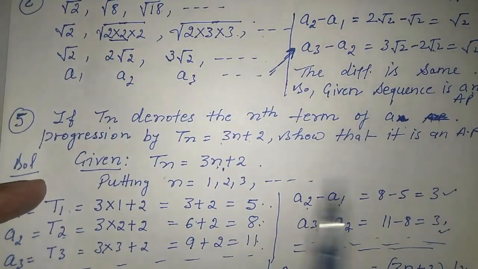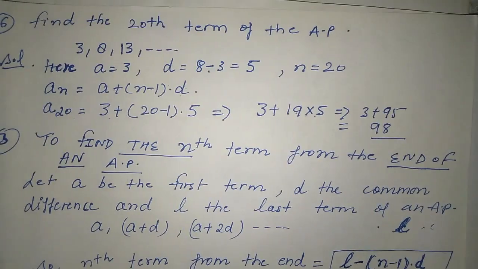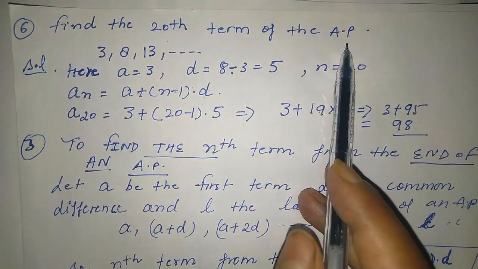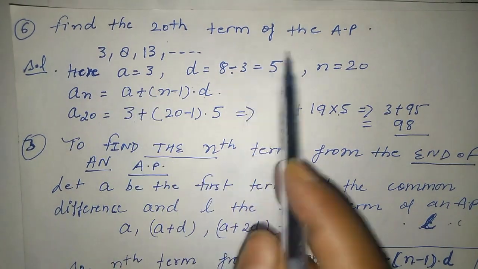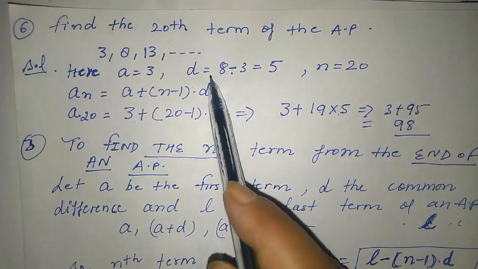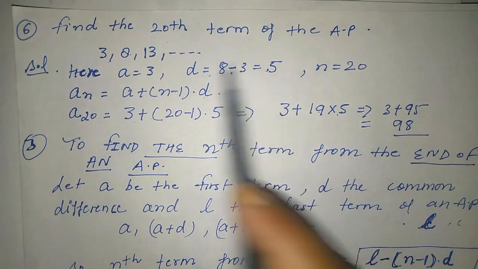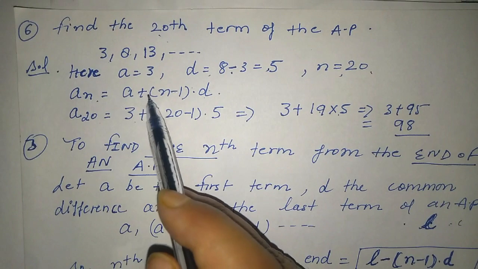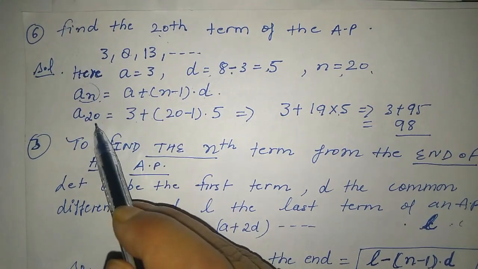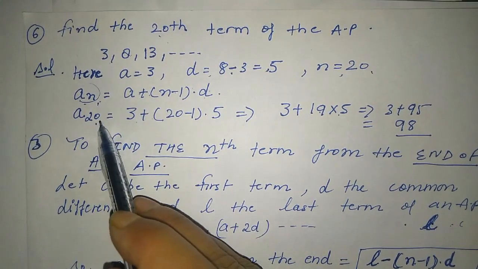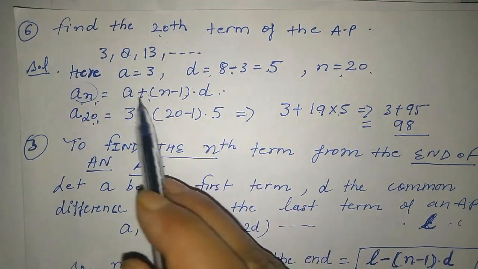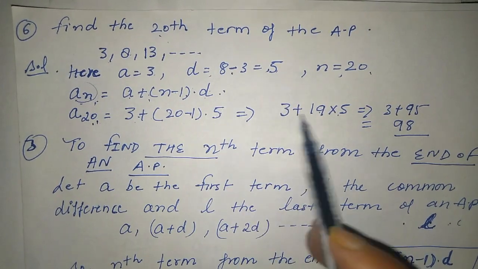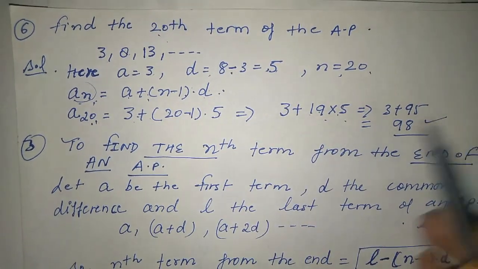So this kind of question we can solve like this. Some more examples. Find the 20th term of the AP 3, 8, 13 and so on. Here a is 3. d is 8 minus 3, equal to 5. n is the number of terms, that is 20. We have to find the 20th term, so an, that is a20. Formula: a plus n minus 1 into d. a is 3, 20 minus 1, d is 5. 3 plus 19 into 5 gives 98.